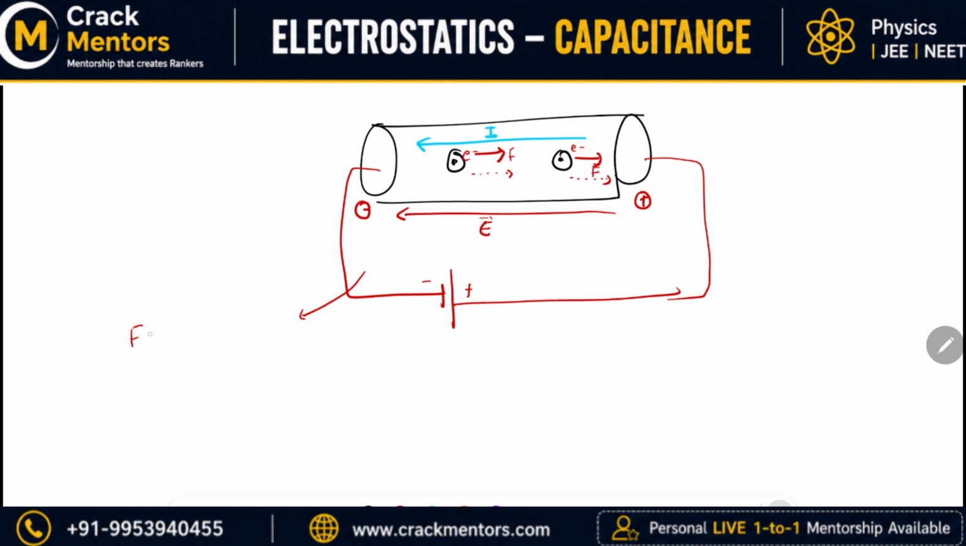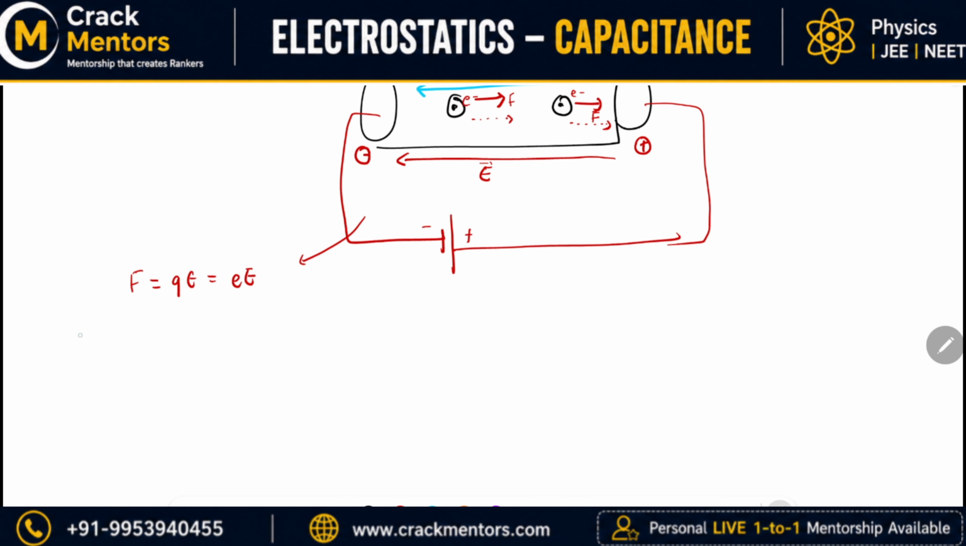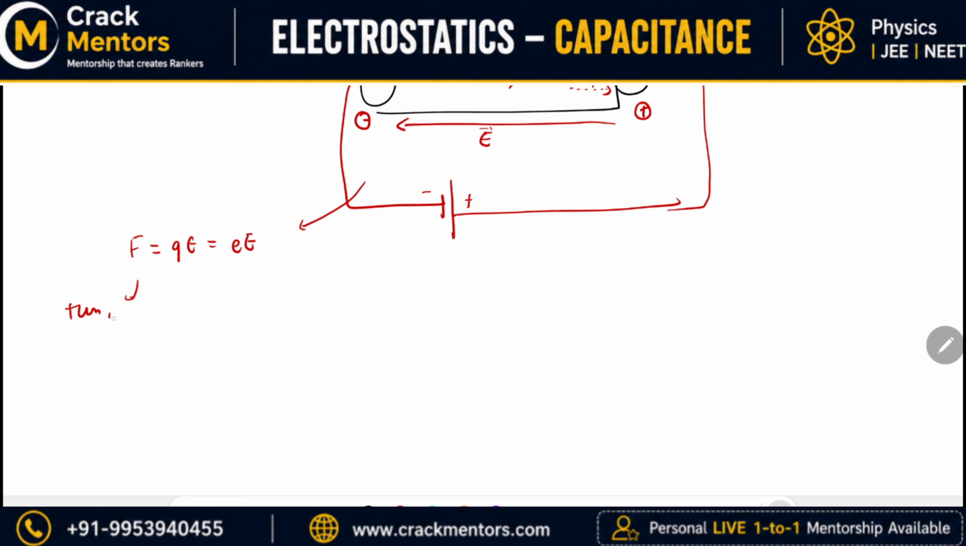So what I came to know from here is that an electric field was produced. The force that was produced here was equal to qE, that was equal to eE. Thus, the value of the acceleration is what? The acceleration a is equal to force by mass, which is equal to eE by m. This much acceleration has been produced.